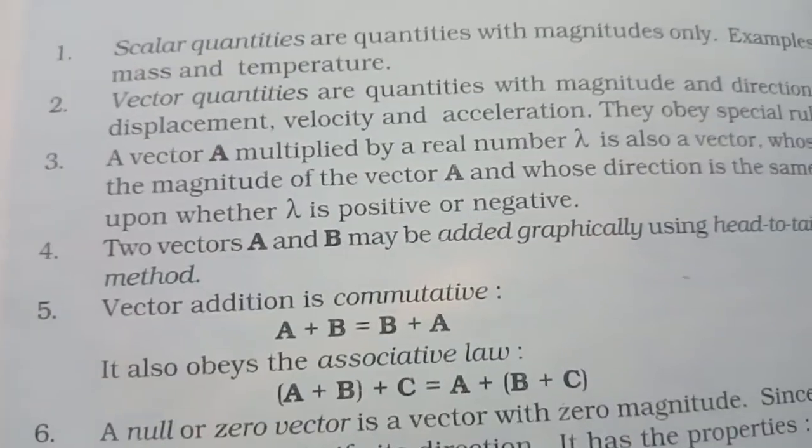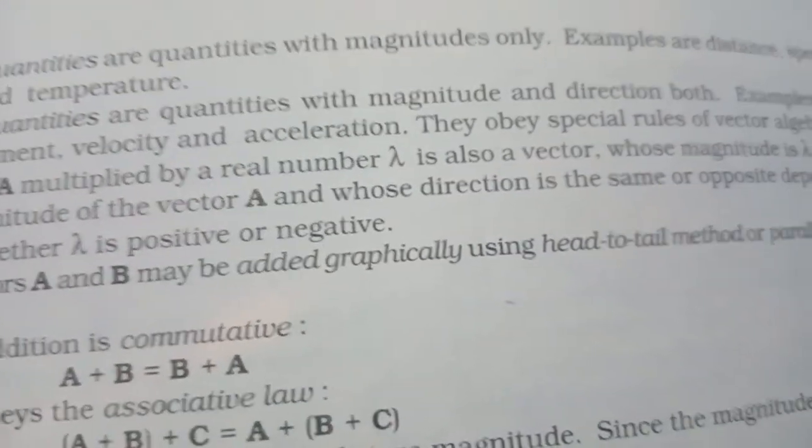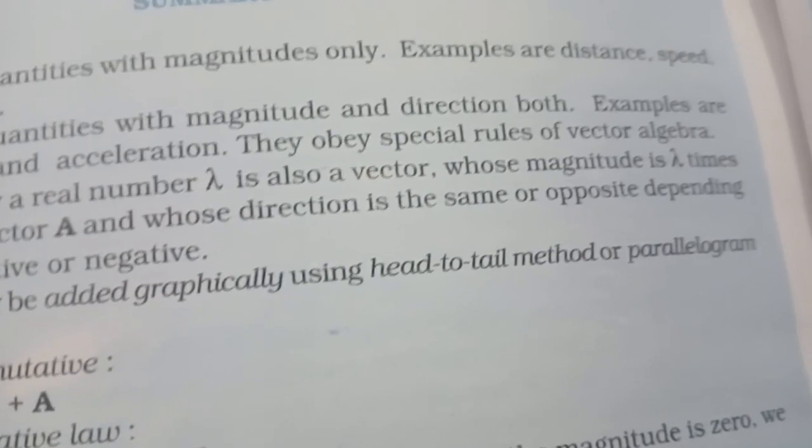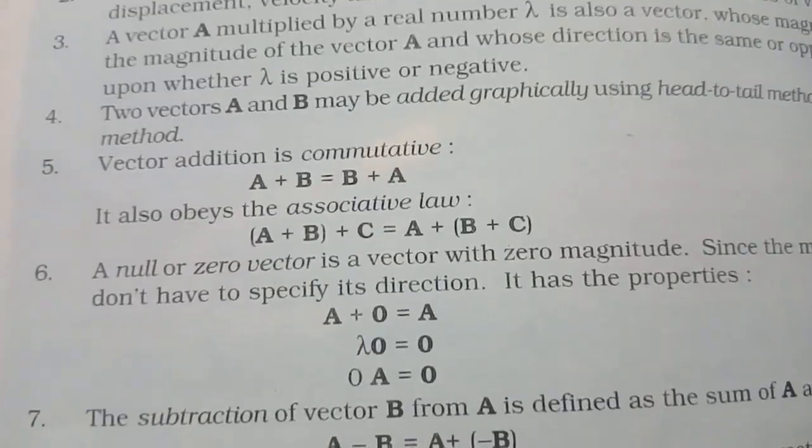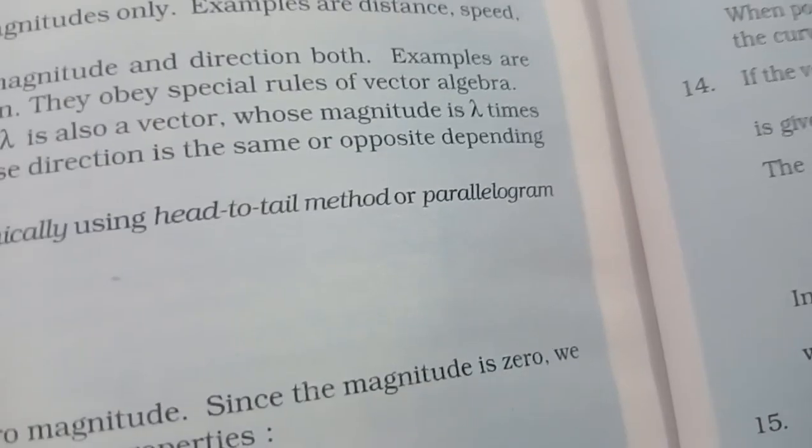A vector A multiplied by a real number gamma is also a vector whose magnitude is gamma times the magnitude of the vector A and whose direction is the same or opposite depending upon whether gamma is positive or negative. Two vectors A and B may be added graphically using head to tail method or parallelogram method.